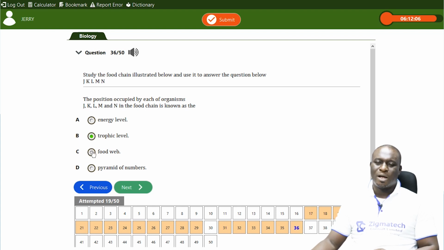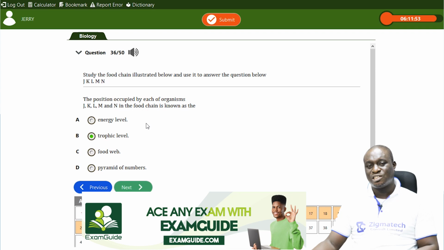It is not food web. Food web is a complex feeding relationship that consists of more than 2 food chains. I have already talked about pyramid of energy, and there is nothing like energy level. Energy level, you see that more in physics. Okay?